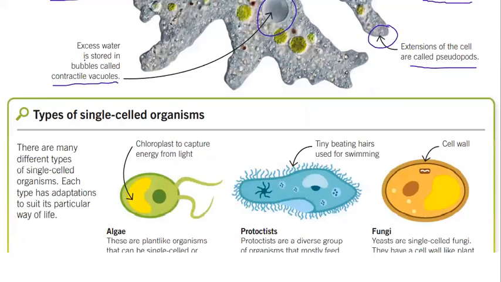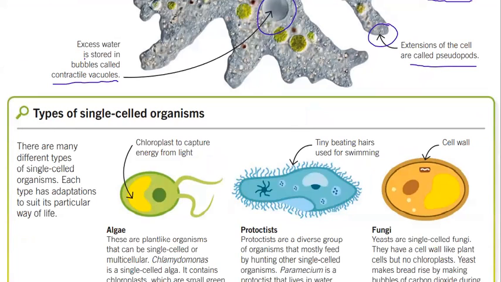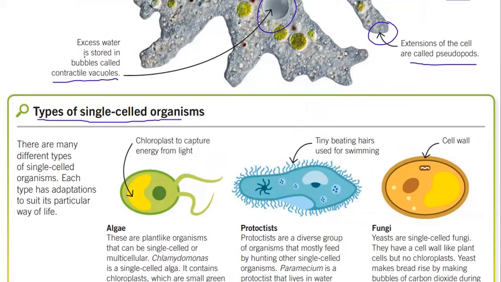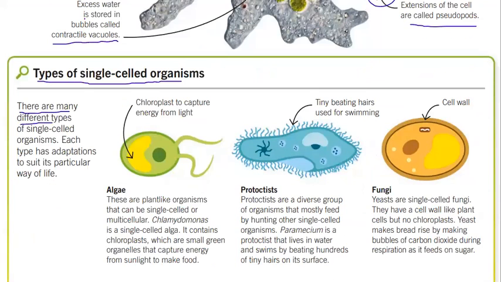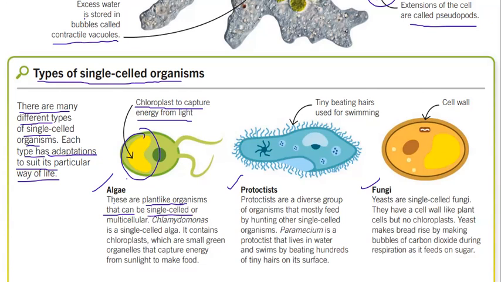Now we will see the different types of single-celled organisms in addition to amoeba. There are many different types, and each type has adaptations to suit its particular way of life. One is algae, another one is protoctists, another one is fungi. You see in this algae, this yellow colored part is called chloroplast, which captures energy from the light for photosynthesis. These are plant-like organisms that can be single-celled or multicellular.